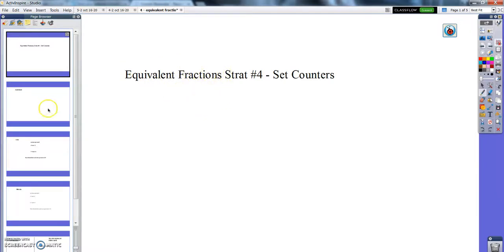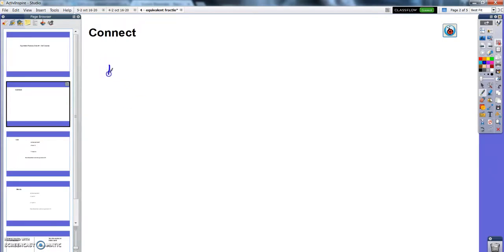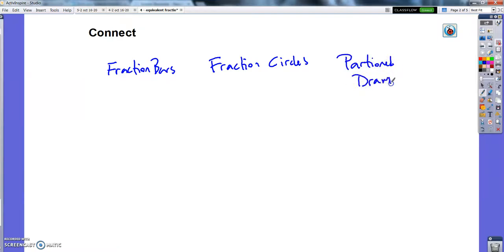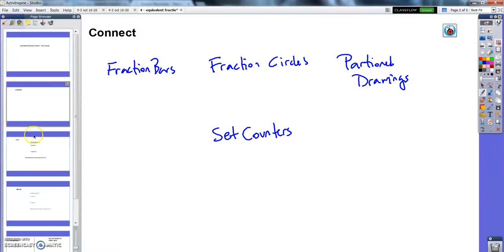So our first 3 strategies, just to remind you: we used fraction bars so far. We used fraction circles so far. And we used partitioned drawings so far. All great strategies and ones I use often. Today's, I kind of call set counters. It uses pieces again. But you don't necessarily have to use pieces. You could use drawings too of these pieces. So let's get to it and let me show you.